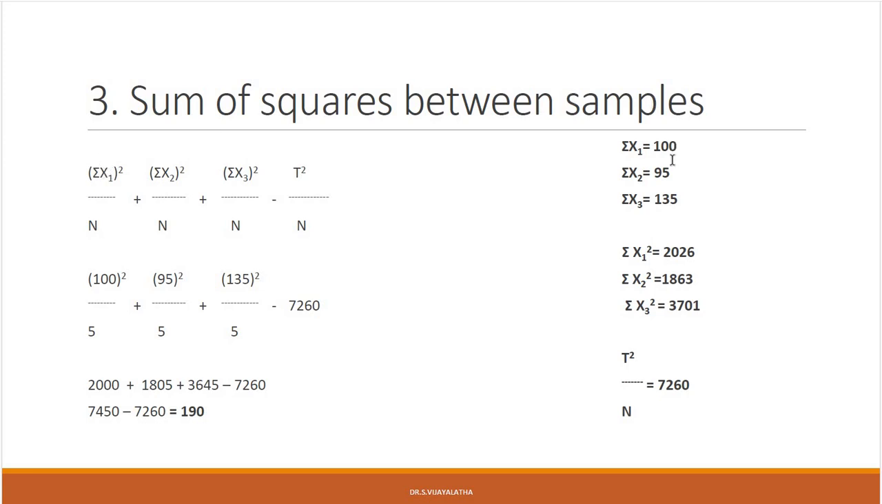So here we have to use 100, 95 and 135, and that term has to be squared. So there is a difference. Sigma x1 the whole square is different from this sigma x1 square. So 100 square, and in each group we had 5. So 100 square by 5 plus 95 square by 5 plus 135 the whole square by 5. So these are the terms which we get: 2000, 1805 and 3645 when we solve each of these terms. So we have to add all this and subtract 7260 from this. So we get the value as 190.